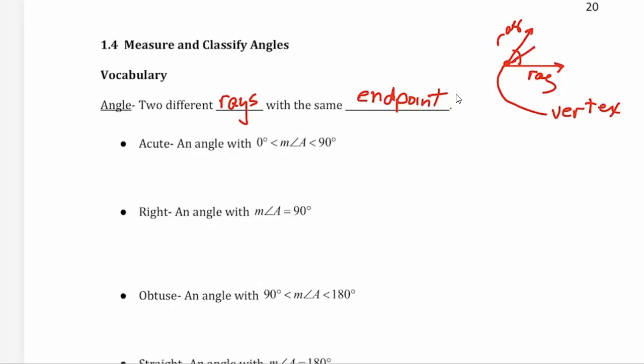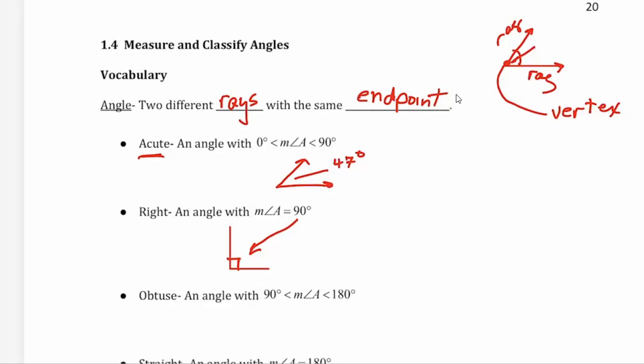Now we're going to classify our angles. An acute angle is an angle that measures greater than 0 and less than 90. An example of an acute angle would be this one, and let's say that's about 47 degrees. A right angle has to measure exactly 90. You can put a little box in the corner here. That little box means that it's 90 degrees.